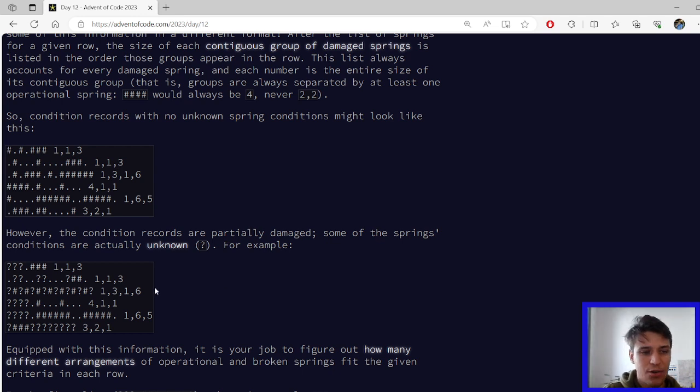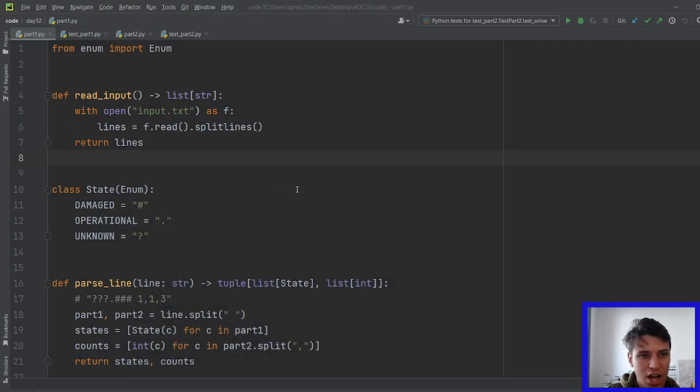And for the whole puzzle, we just figure out for each line how many options there are to place the damaged springs, and then we sum this up for all the lines. Okay, so how do we do this in code?